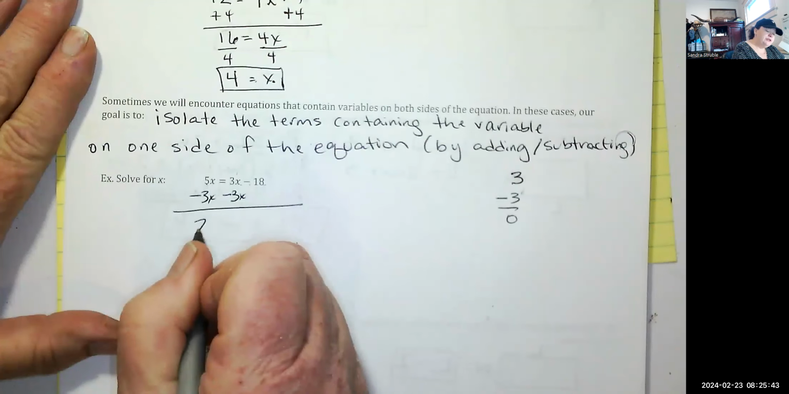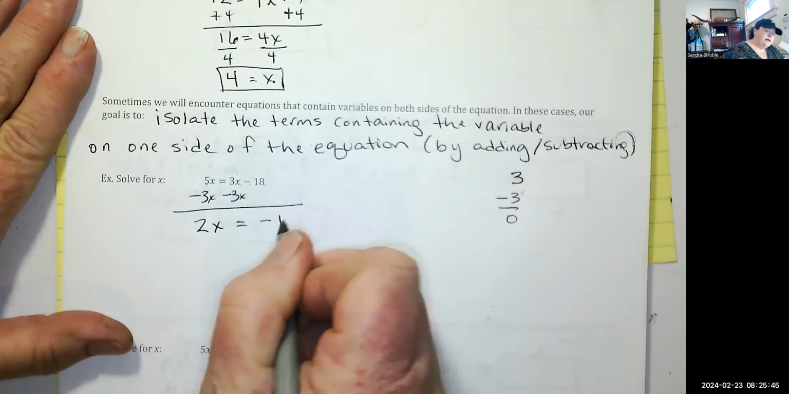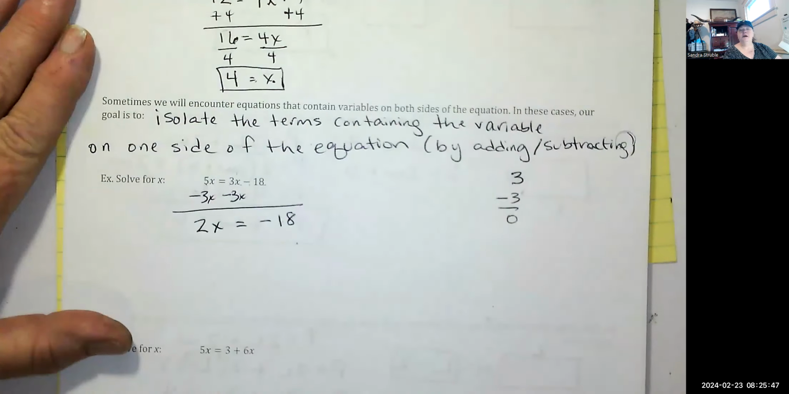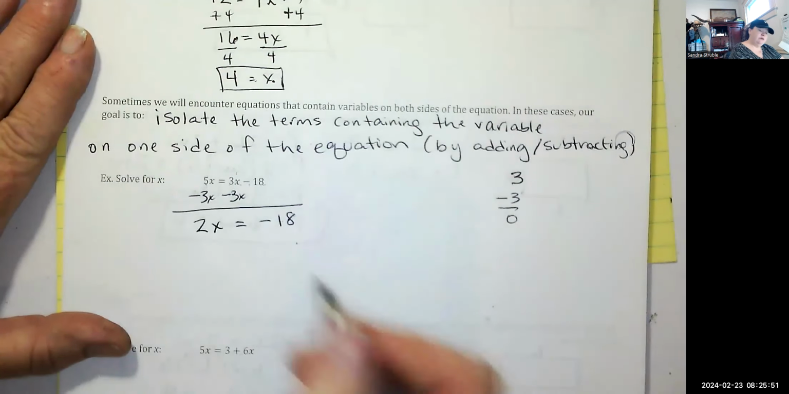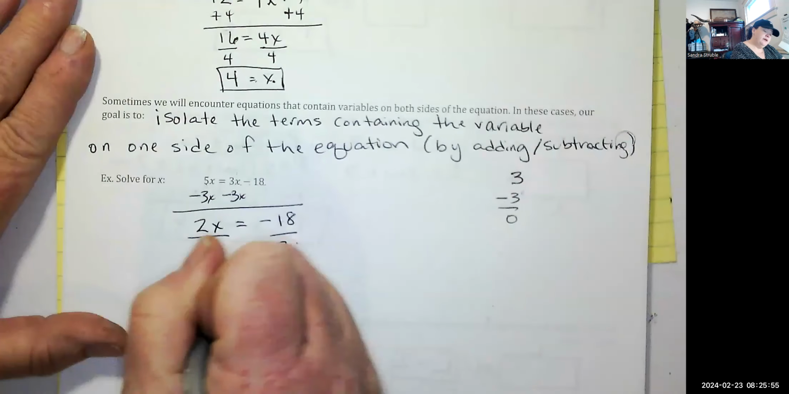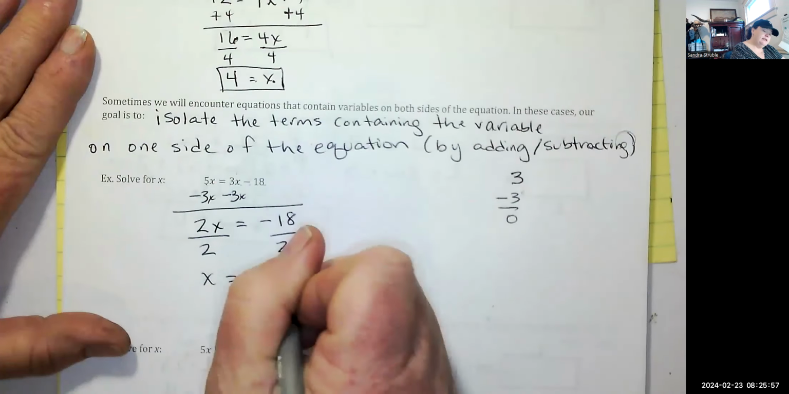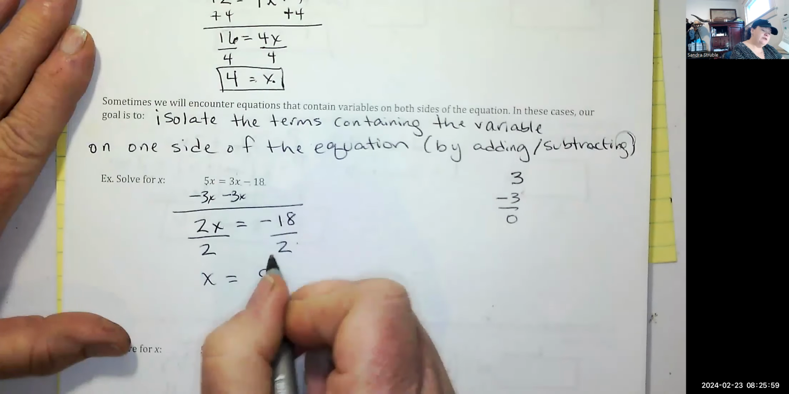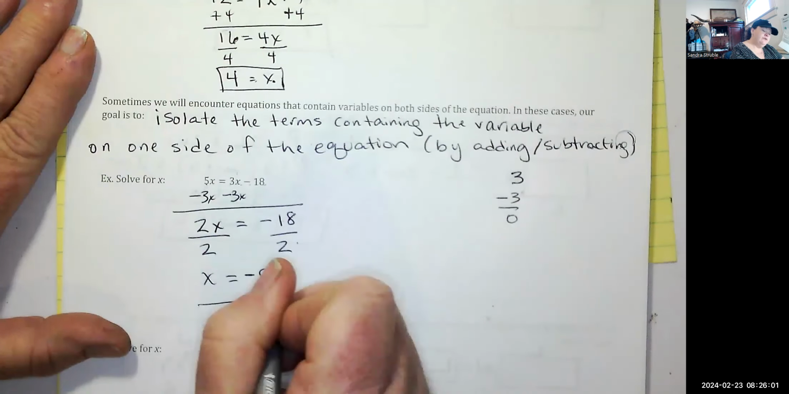5 minus 3 is 2x is equal to negative 18. 2 is attached to x by multiplication. The opposite or inverse of multiplication is division. So we're going to divide both sides by 2. And x is equal to 18 divided by 2, which is 9. The signs are opposite, so therefore it's negative.